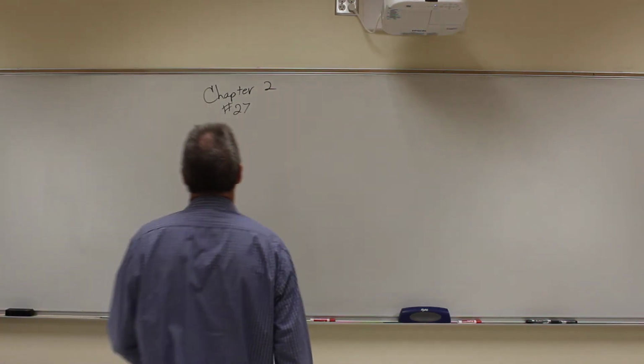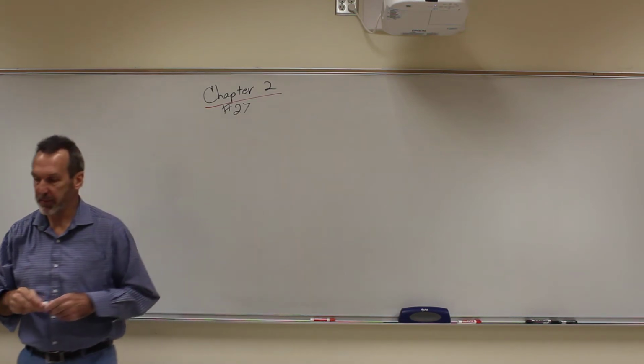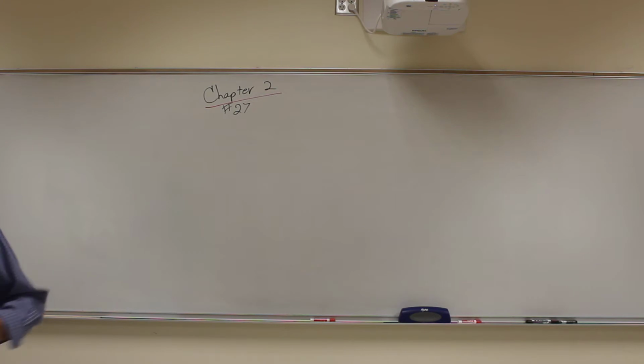I'm now going to do chapter 2, number 27. Number 27 says here that there's a car traveling at 30 meters per second, runs out of gas while traveling up a 10-degree slope.